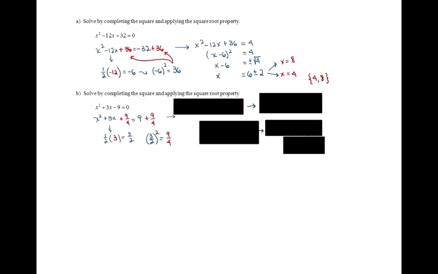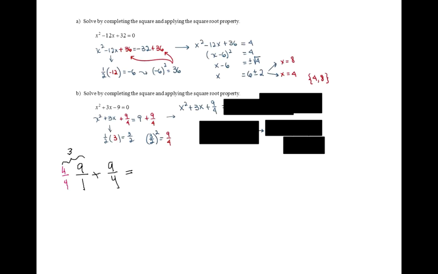Now we could have a fraction, as you see sometimes, not always a whole number. On the left-hand side, I get x squared plus 3x plus 9/4. On the right-hand side, what do I get? 9 plus 9/4. What is 9 plus 9/4? 9 over 1 plus 9 over 4. We have to add these two, right? What's the LCD? 4. So I have to multiply the first fraction by 4 over 4, right?